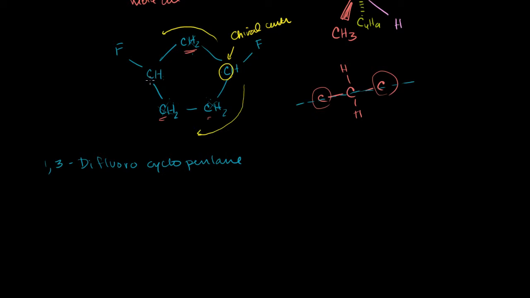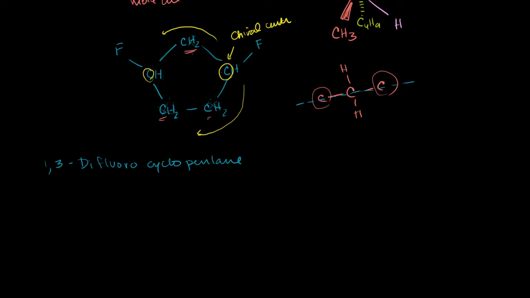Now, the exact same argument can be made for this carbon right here. If you were to walk counterclockwise from this, you'd hit a CH2, then a CH2. If you were to go clockwise, you'd hit a CH2, then a CH, which happens to be connected to a fluorine. So you're actually going to see something different depending on whether you're going into that group or into that group. And then it's also bonded to a hydrogen and a fluorine, 4 different groups. This is also a chiral center.